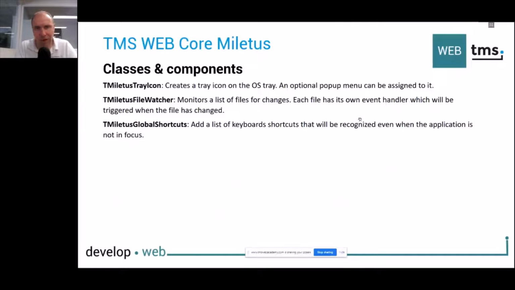And some final components, tray icon. You can also directly interact with the tray icon from a Miletus application. You have a file watcher, so you can monitor if files are added to some folder or if files are changed and act upon these triggers. And you can also install shortcuts. So operating system-wide shortcuts for triggering specific actions in your Miletus desktop application.